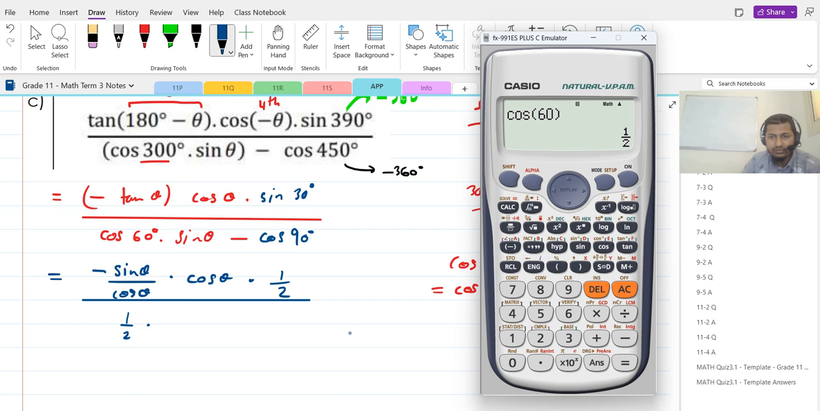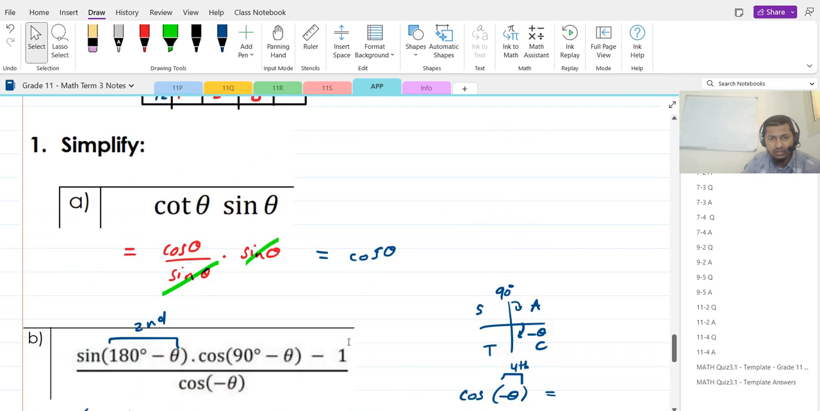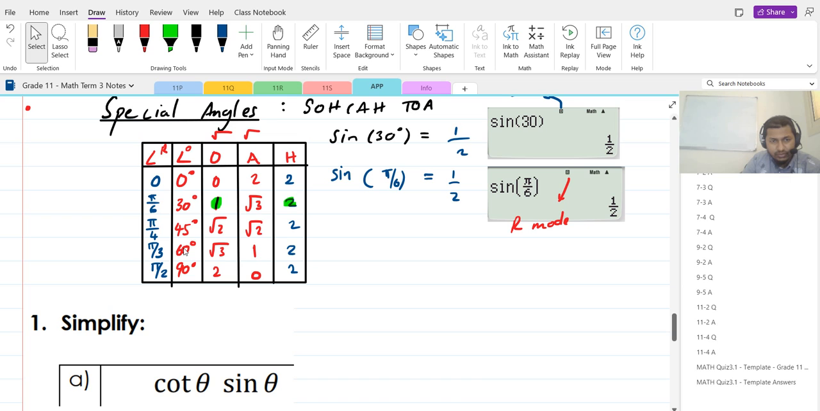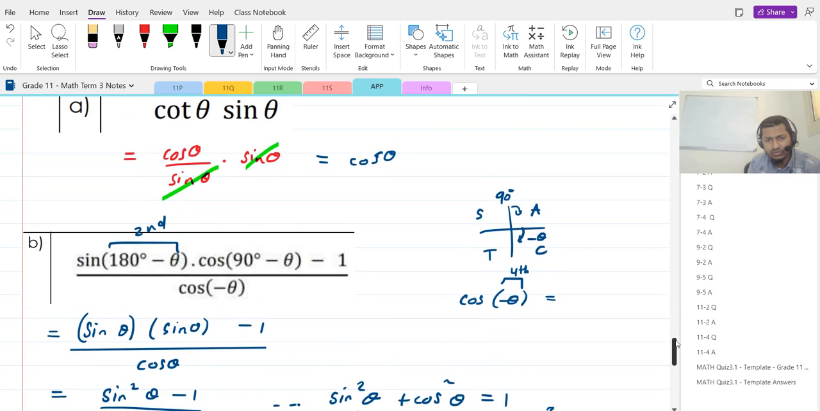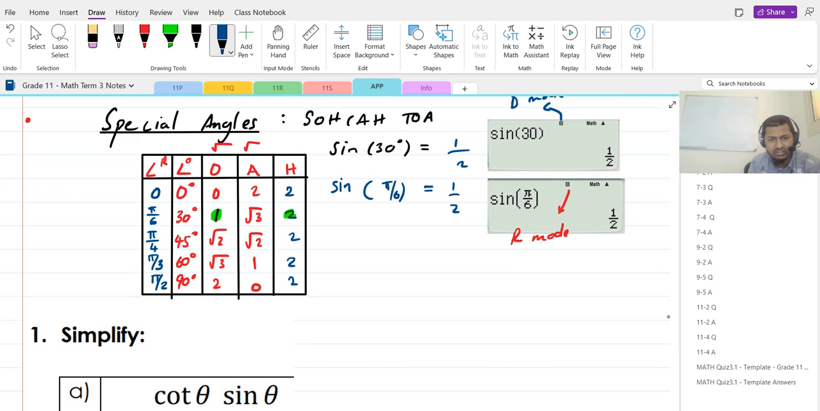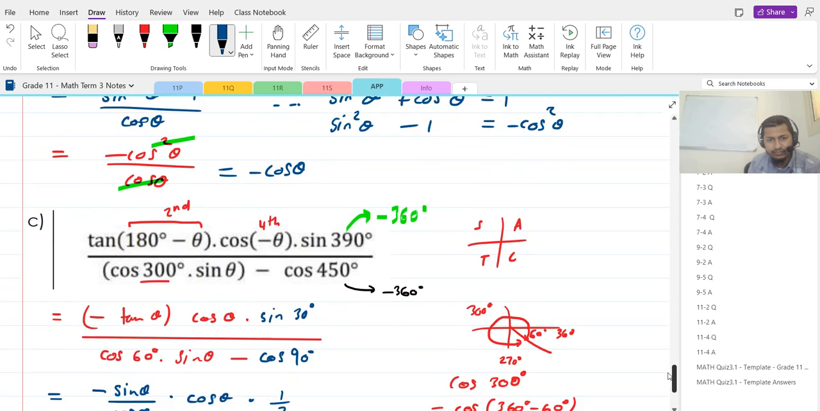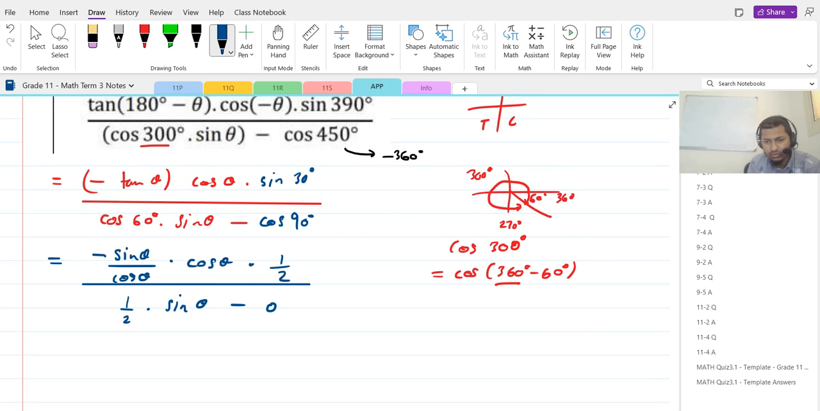So if you're using cos 60, you can go to the diagram. What is cos 60? Adjacent over hypotenuse, 1 over 2. So we have half, and we have sine theta here, minus what is cos of 90? If I use the table for cos of 90, adjacent over hypotenuse, the answer is 0. So minus 0. So what do we have?